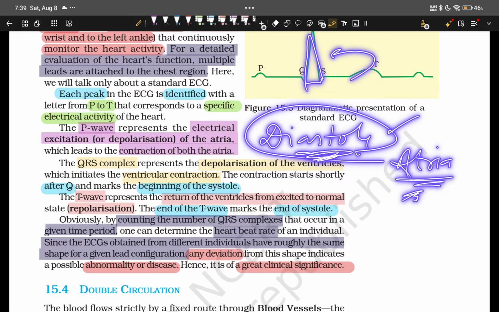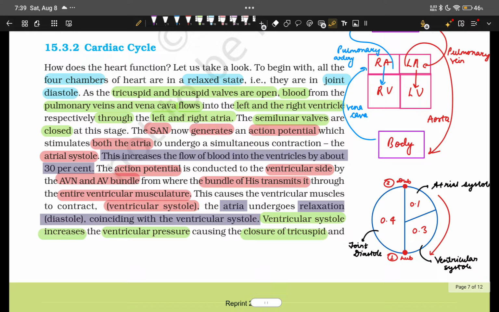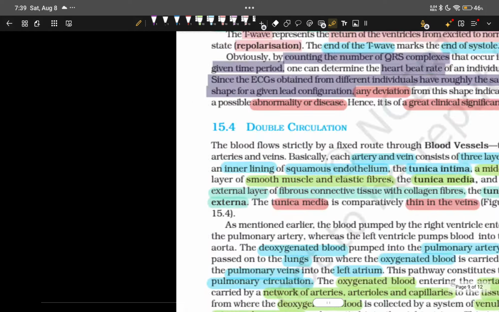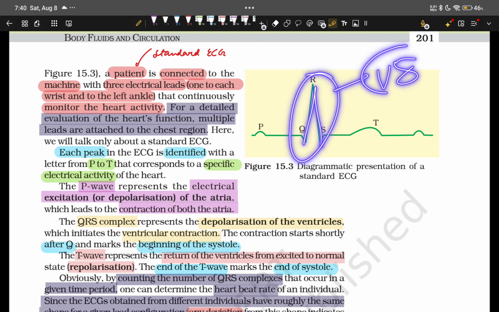However, NCERT has also written that atrial systole and ventricular systole, and atrial diastole, take place simultaneously. I'll show you that line. It's written there that ventricular systole and atrial diastole take place simultaneously, and that's why we cannot see the atrial diastole peak, because it is suppressed here. So this is ventricular systole plus atrial diastole.